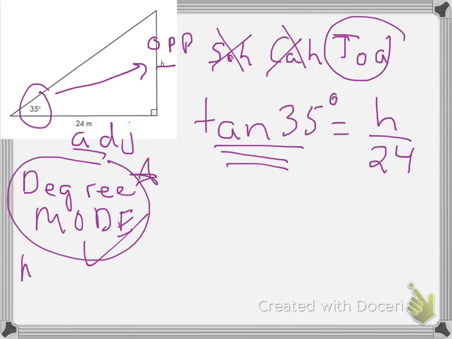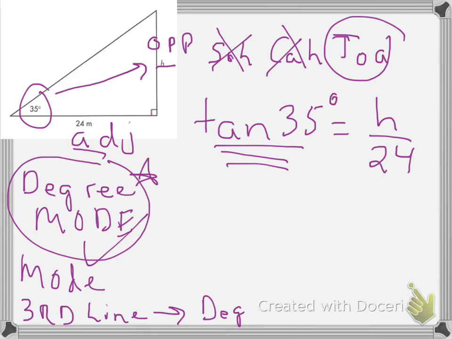So you press mode, you go to the third line, and you highlight degree and press enter. And that will get you to where you want to go.